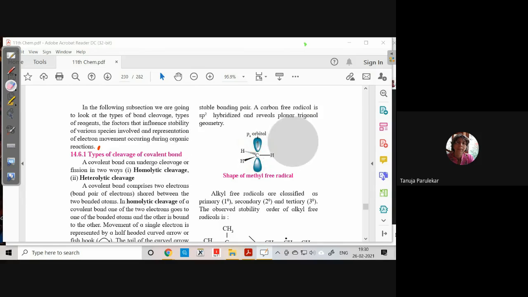If you remember, sp3 hybridization has a bond angle of 109.5 degrees. When it is sp hybridization, it is linear geometry. When it is sp3 hybridization, it is tetrahedral geometry. So that way you have to remember.